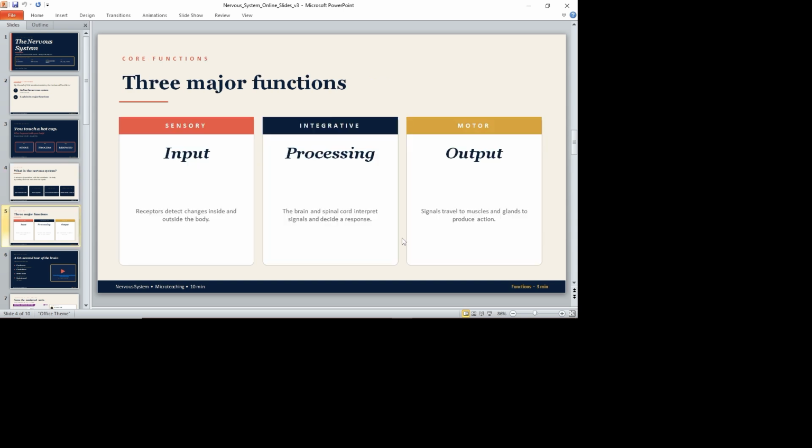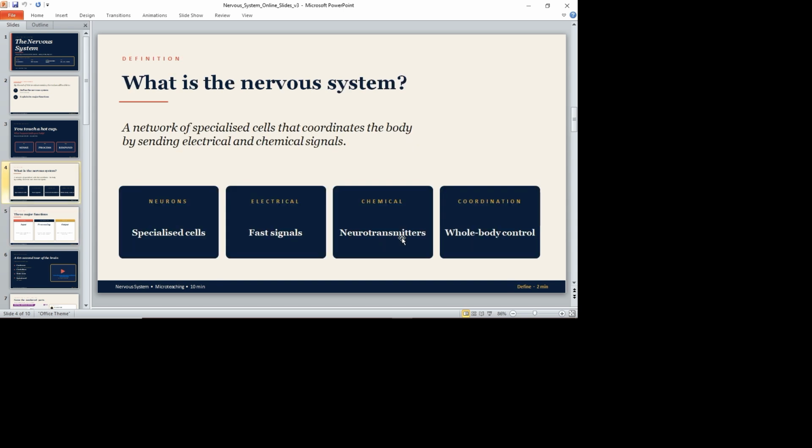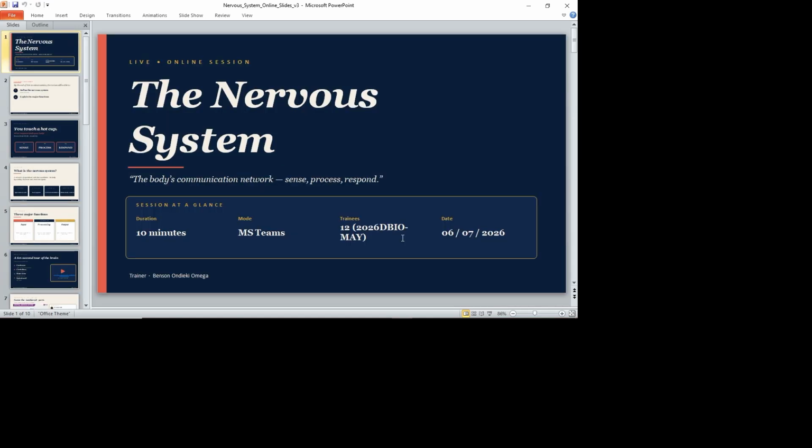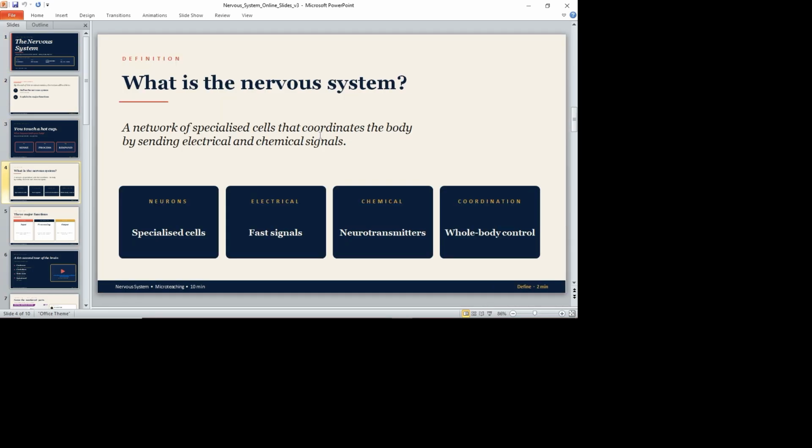Is that fine? Yes. So I want you to source this from the internet. I want you to source the major functions of the nervous system. What are the major functions of the nervous system? You can check on your internet. I know you are connected to the internet. Then in one sentence, you can drop your answer in the chat.